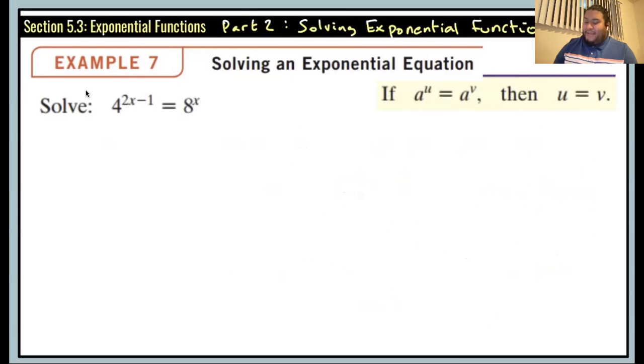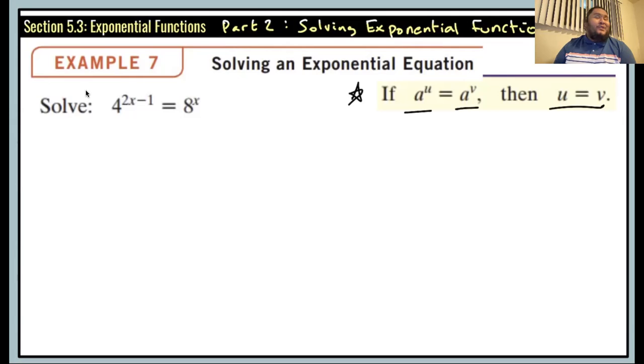All right, next is we have this very special rule right here. And it just uses common sense. If we have something of the same base equal to some raised to a power, so we have a to the power u equal to a to the power v, that means u has to be v. That's the only way that's possible. There is no other way. All right, we're not trying to trick you. It makes sense. All right, and right here you have this very nice example. 4 to the 2x minus 1 equals 8 to the x.